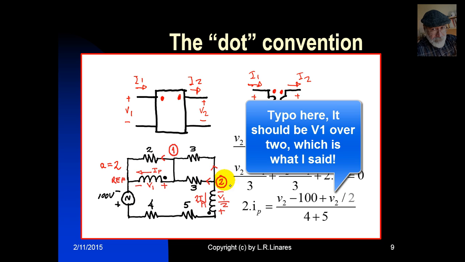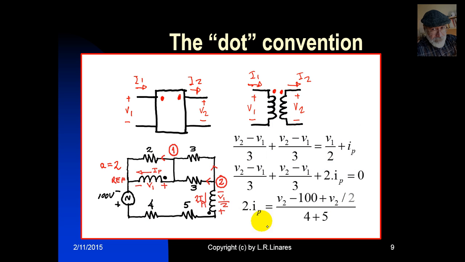That is voltage of the origin, V2, minus 0, minus 100 plus the value of this helping source V1 over 2, divided by 4 plus 5. We have now three equations, three unknowns, V1, V2, and IP. We can solve for them, and with those values, we can find any current and any power in the circuit.